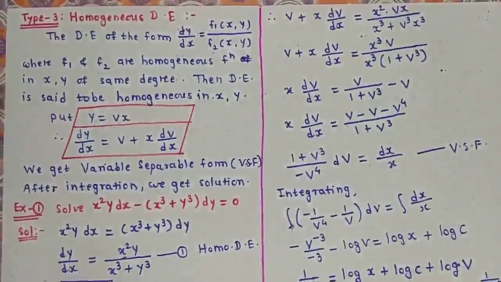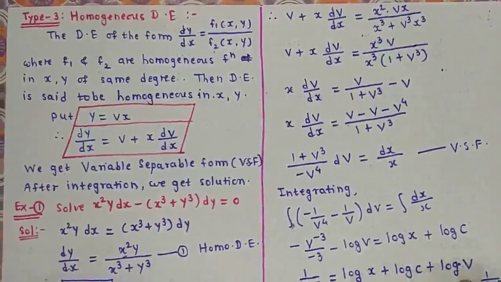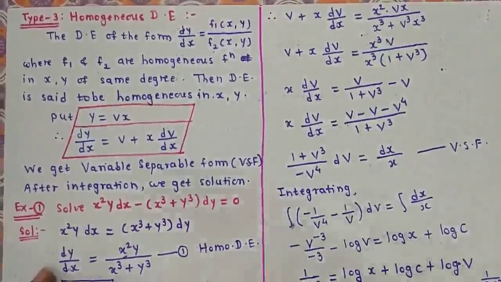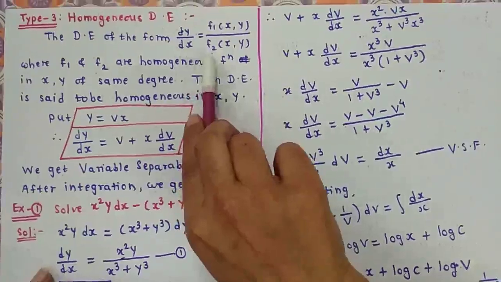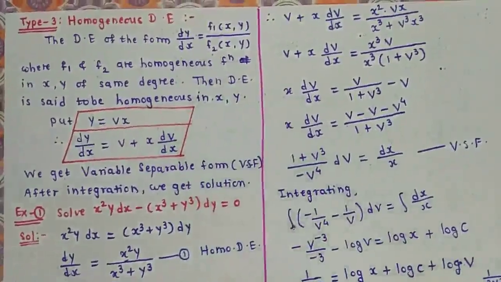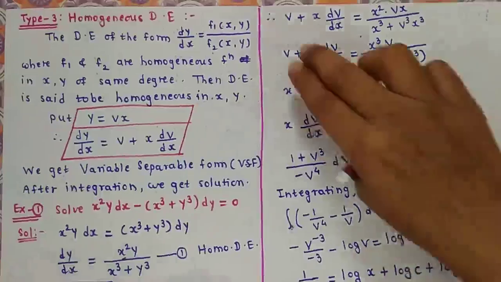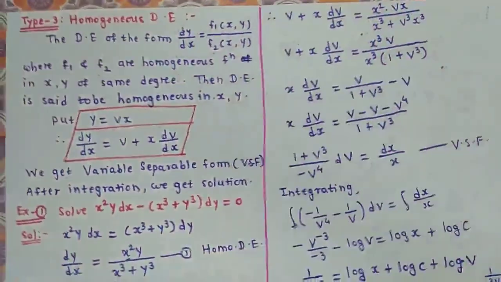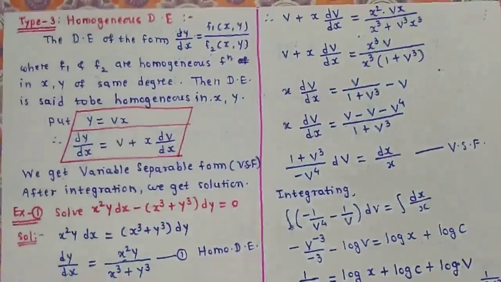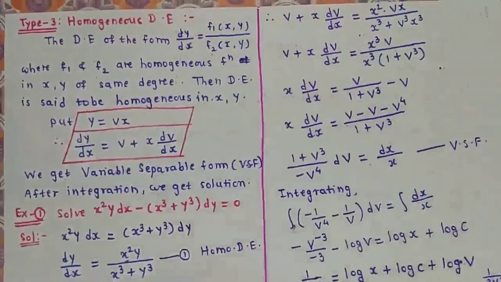So in this video I am going to explain the third type of first order first degree differential equation, that is the homogeneous differential equation. So let us see the differential equation of the form dy by dx equals f1 of x y upon f2 of x y, where f1 and f2 are homogeneous functions in x and y of the same degree. Remember, here the numerator and denominator are homogeneous functions of the same degree. Then the differential equation is said to be homogeneous in x and y.